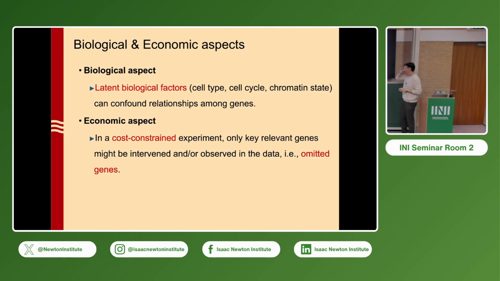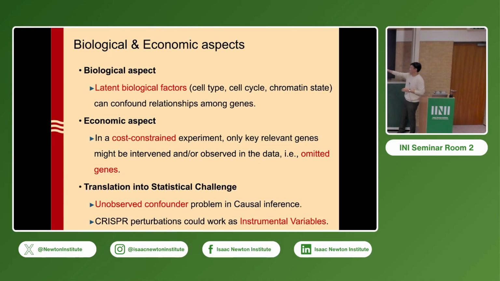And also, economically speaking, in a cost-constrained experiment, only key genes that the experimenters are interested in might be intervened. It is not the case that all genes are intervened, or they might observe only a certain set of genes instead of looking at all of them. So this could give us some omitted genes in the analysis. If you translate this into a statistical challenge, it is relevant to an unobserved confounder problem, and the perturbation indicator that I mentioned can be used as something like an instrumental variable.